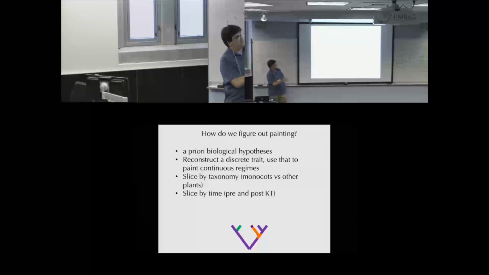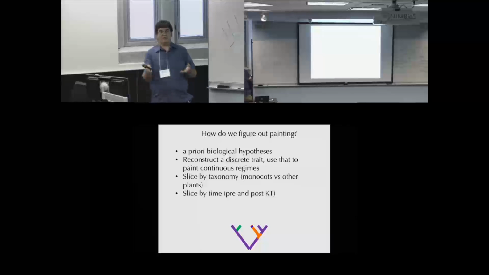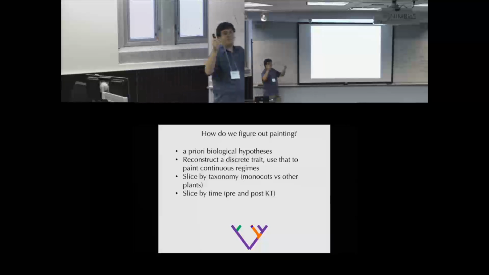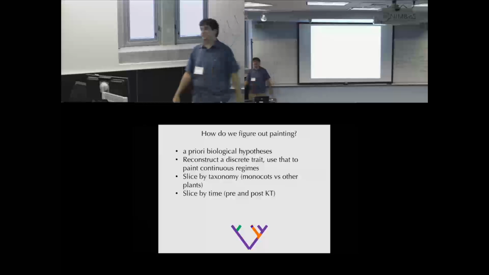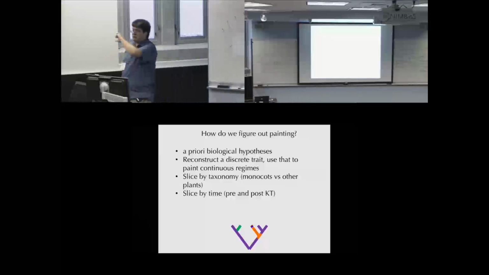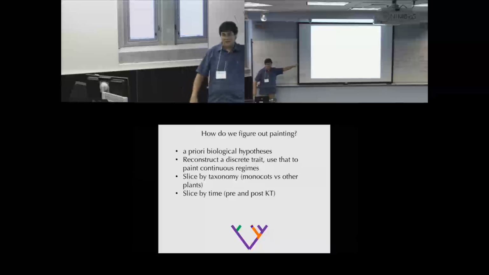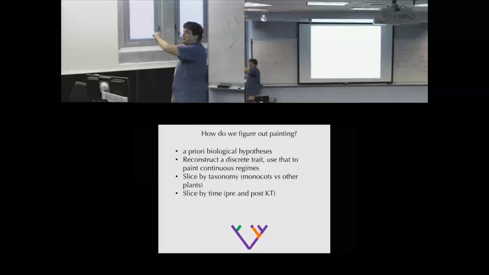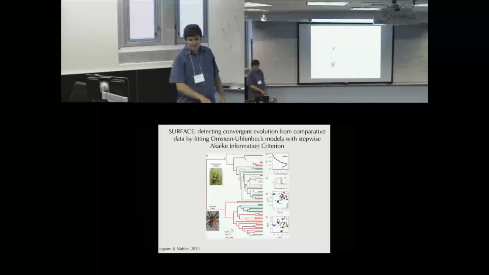You can slice by taxonomy. So we could say, monocots versus other plants, right? Or Marguerite was talking about frogs versus salamanders or amphibians. Right, use taxonomy for that. You could slice by time. Was there a burst of mammal evolution in the 10 million years after most dinosaurs went extinct? You can test that by painting that swath of 10 million years at a different rate. Right, and try that. There are other approaches too.